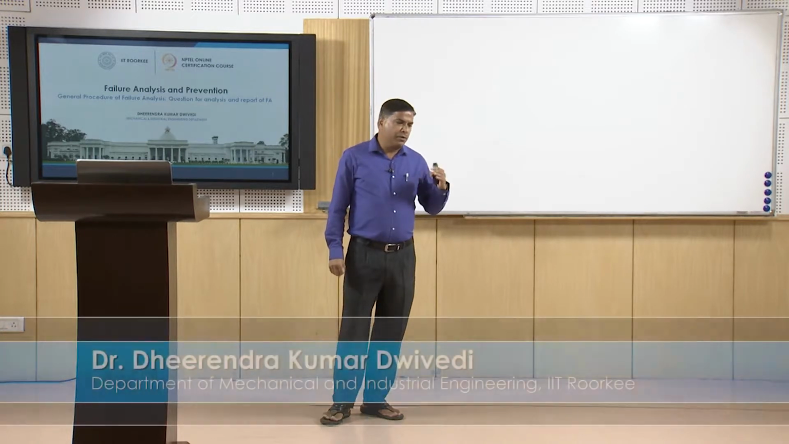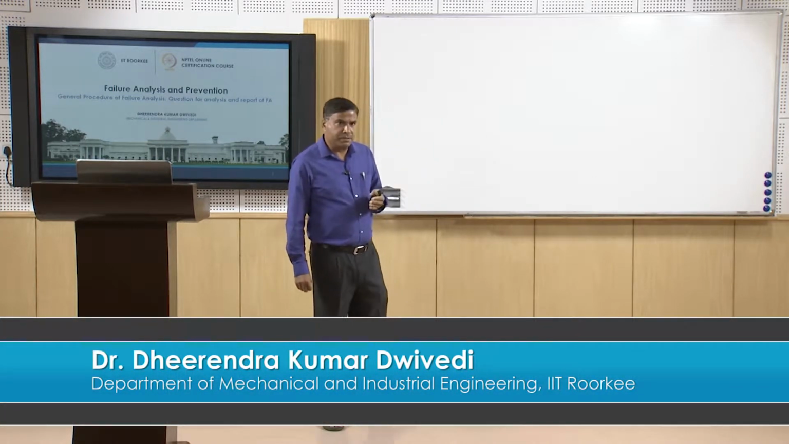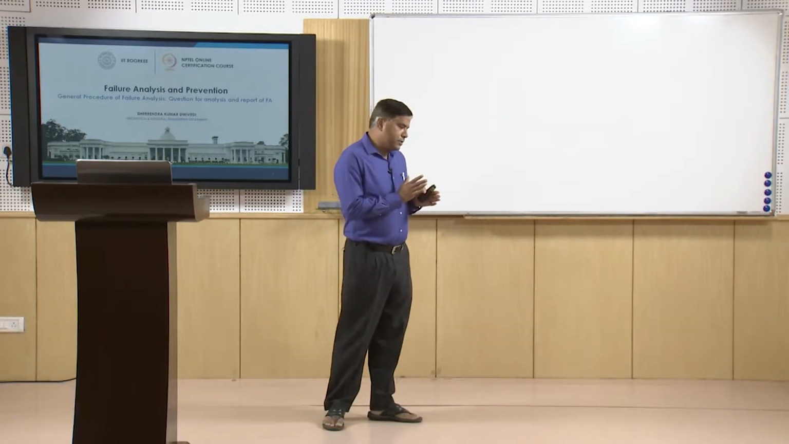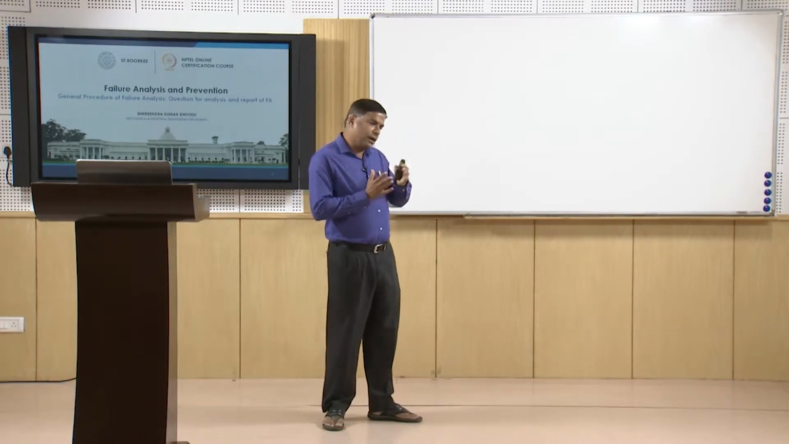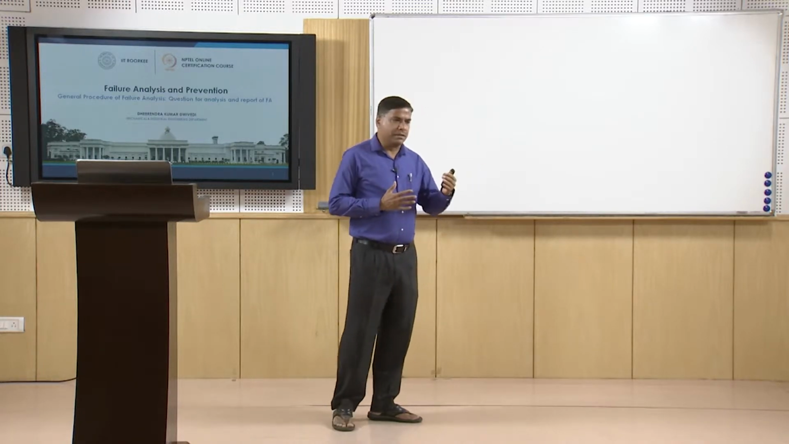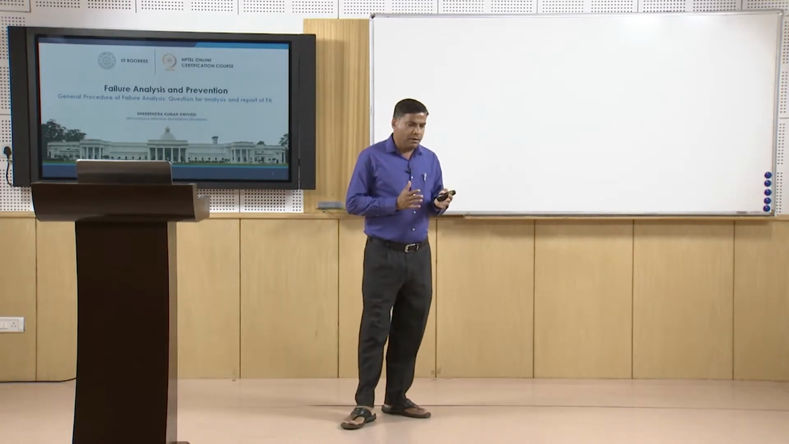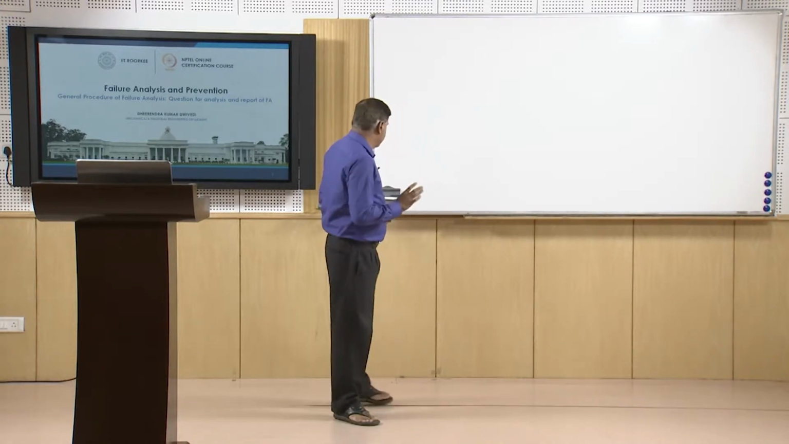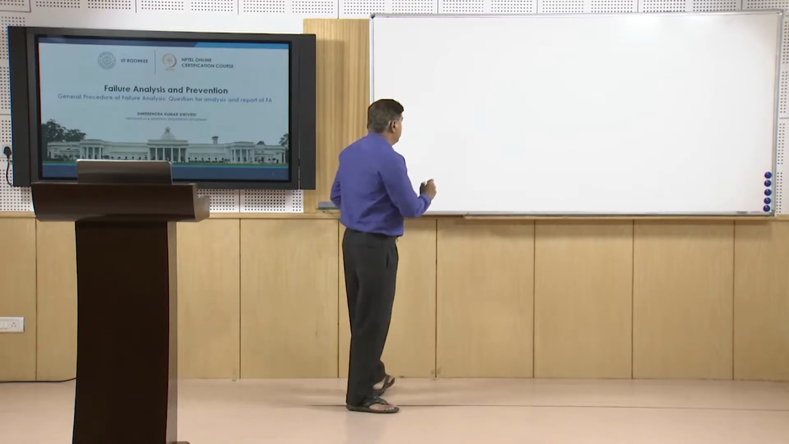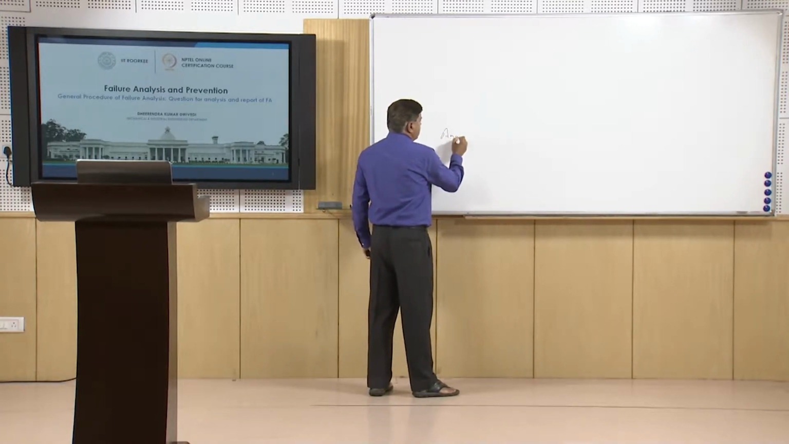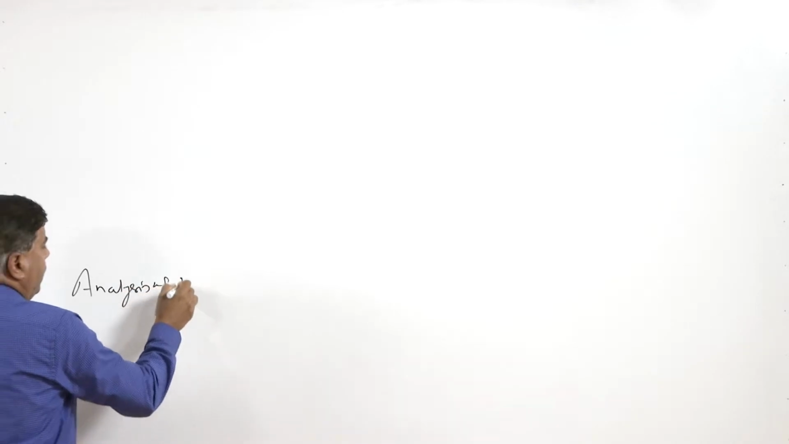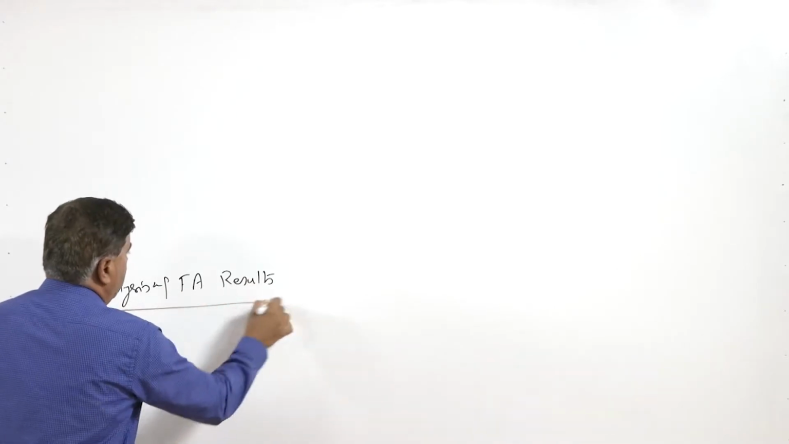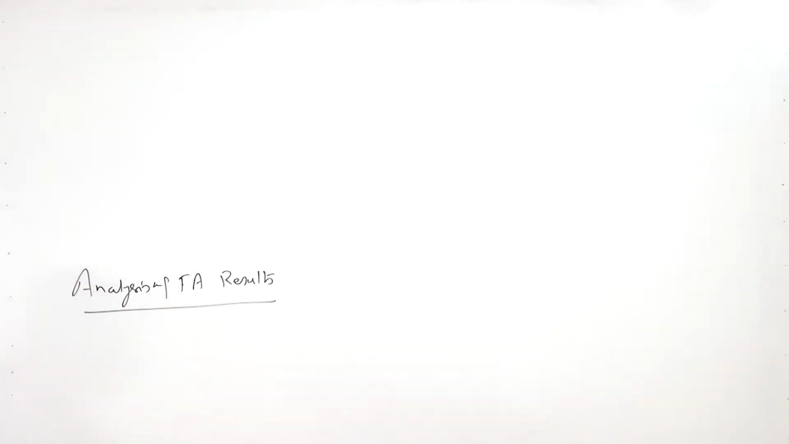We have now almost covered the different steps related to the general procedure of failure analysis, and we have also talked about how to integrate the various aspects of the analysis for arriving at conclusions regarding the causes of the failure. So, analysis of the failure analysis results, this is what we have talked about.